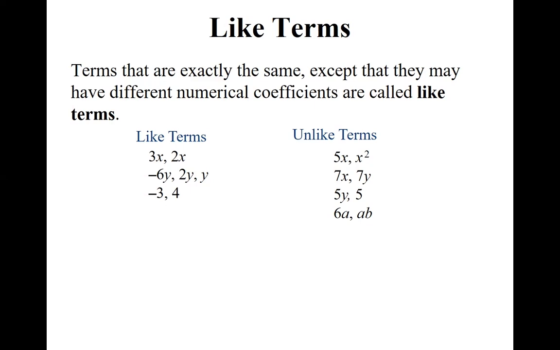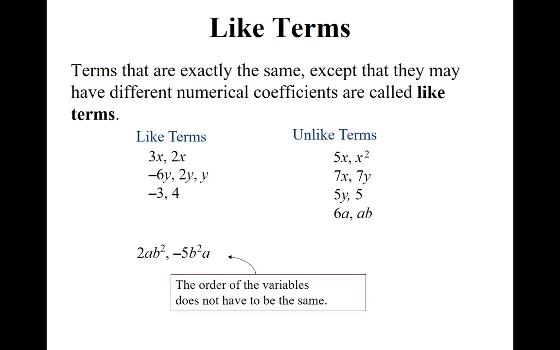6a and ab. They both have a, but just like x and x squared weren't the same thing, a and ab aren't the same thing. B is an extra variable that one has that the other doesn't. They cannot be like terms. The order of the variables does not have to be the same. So for instance, 2ab squared and -5b squared a, those actually would be like terms. They both have a, they both have b squared. The order doesn't matter because order doesn't matter when we multiply.